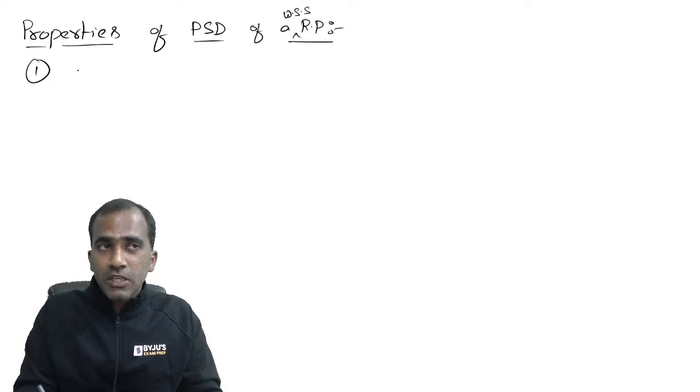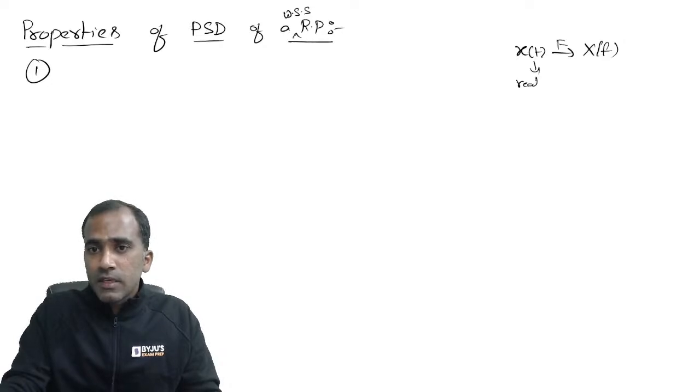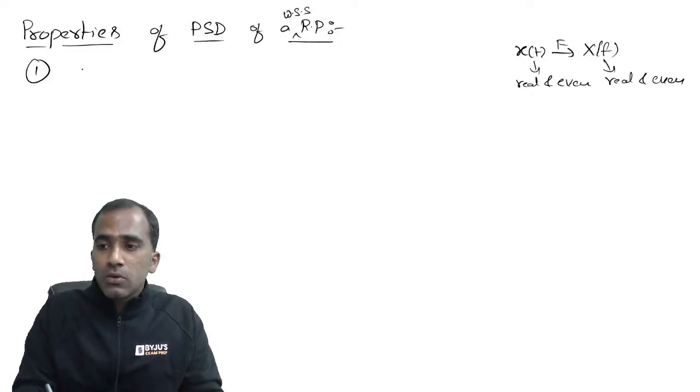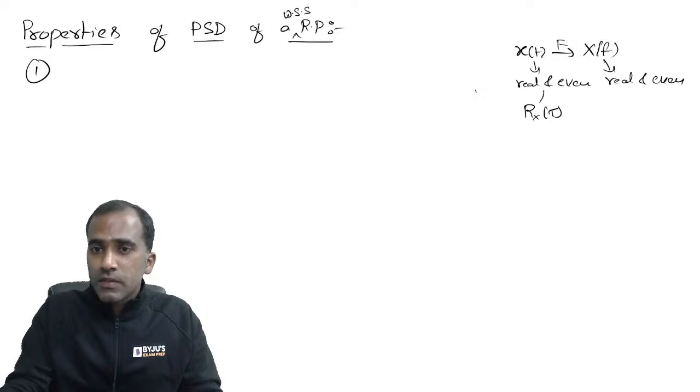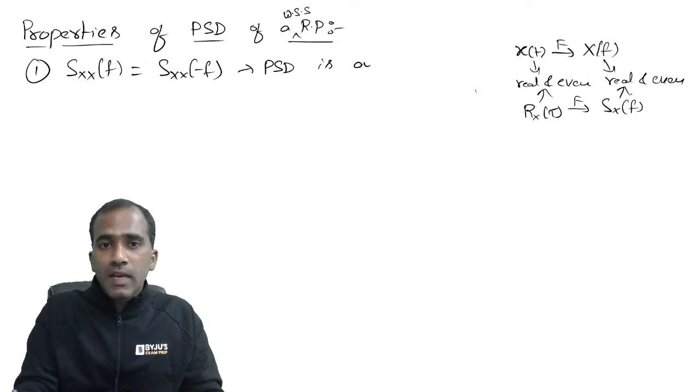In time domain, if it is an even function, in frequency domain also it should be an even function, correct or not? From Fourier transform properties, if you have a signal x of t and its Fourier transform is X of f or X of omega, if it is real and even in time domain, you can just recollect the properties of Fourier transform, it will be real and even in the Fourier transform also. So from the basics of Fourier transform, since the autocorrelation function is real and even, its Fourier transform, the power spectral density, also will be real and even. So the first property is Sxx of f or Sxx of omega is equal to Sxx of minus f, which means power spectral density is an even function of f or omega. That is the first property.